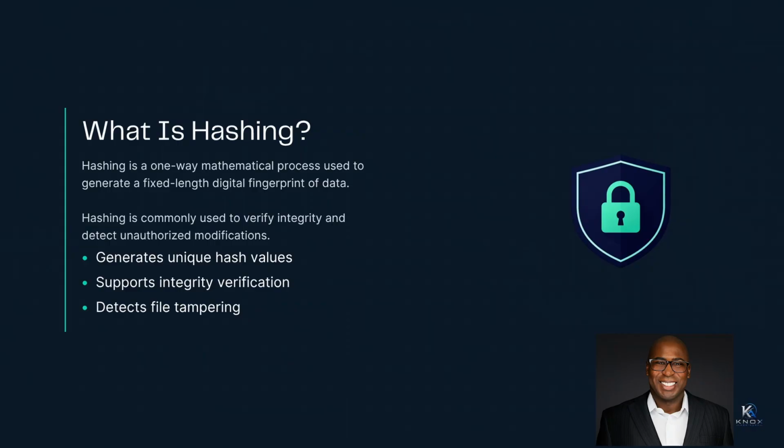What is hashing? Hashing is a one-way mathematical process that converts data into a fixed-length digital fingerprint called a hash value. The important concept is that the same input always produces the same hash, but even the smallest change creates a completely different result. Because of this, hashing is widely used in cybersecurity for integrity verification and tamper detection.